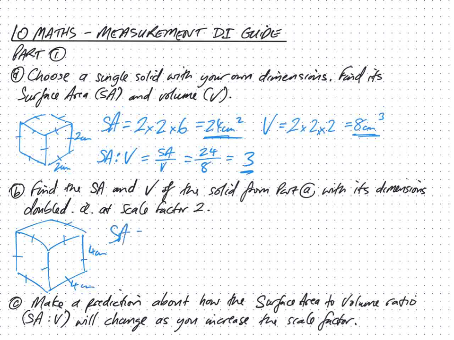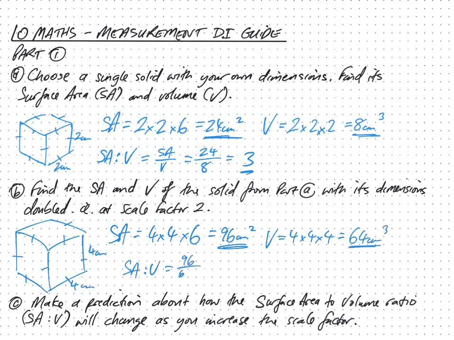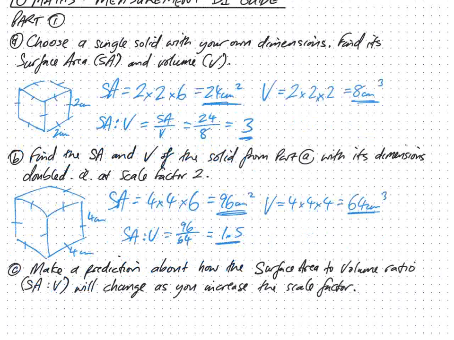Okay, so the surface area is going to be 4 times by 4 times by 6. 4 times 4 times 6 is 96 square centimeters. The volume is going to be 4 times 4 times 4, 64 cubic centimeters. So the surface area to volume ratio is going to be 96 on 64. That's going to be 1.5. So that's A and B done.